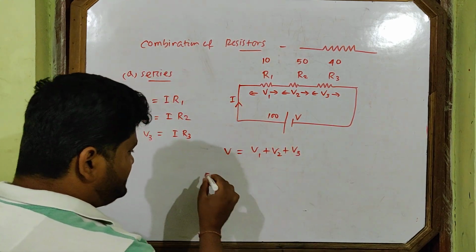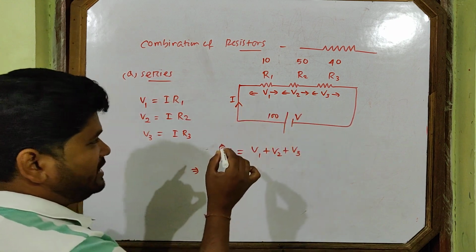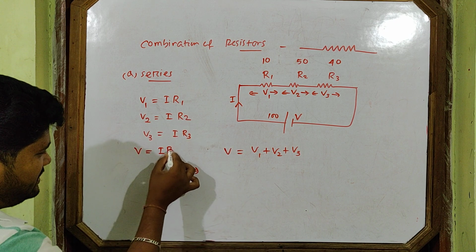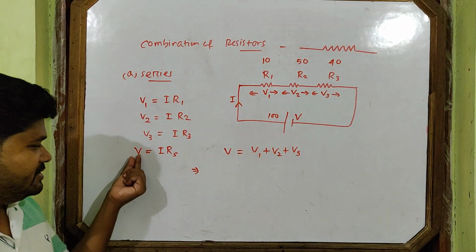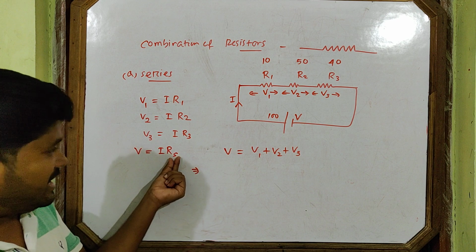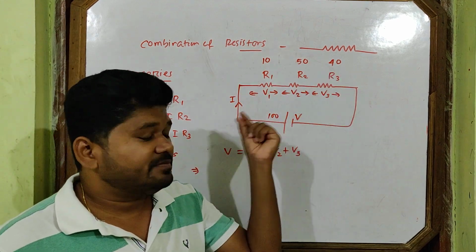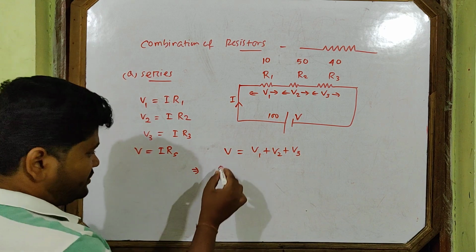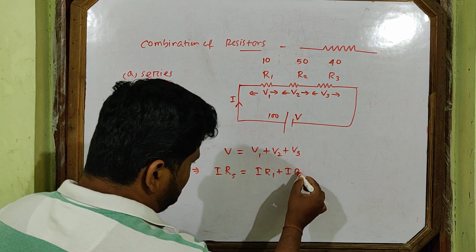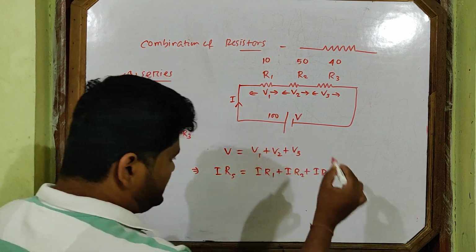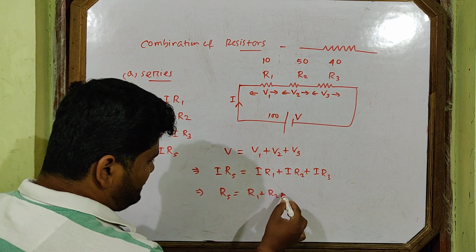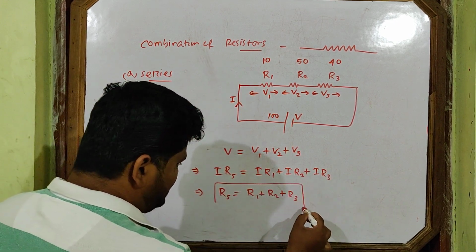So V is equal to V1 plus V2 plus V3. V is the total potential you have applied. And R is the effective resistance. If R is the effective resistance, what formula to write here? V equal to IRS. V is the total potential. This is the formula for the total, for the effective. I is the total current. RS is the effective resistance of the 3 resistors, meaning net resistance. So in place of V, IRS, and IR1, IR2, IR3. So now I cancels. RS equal to R1 plus R2 plus R3.